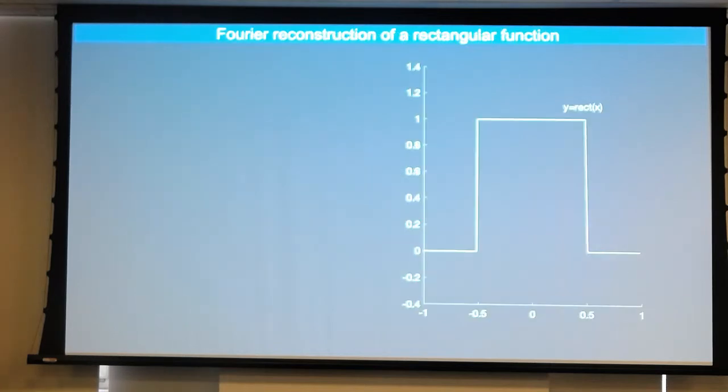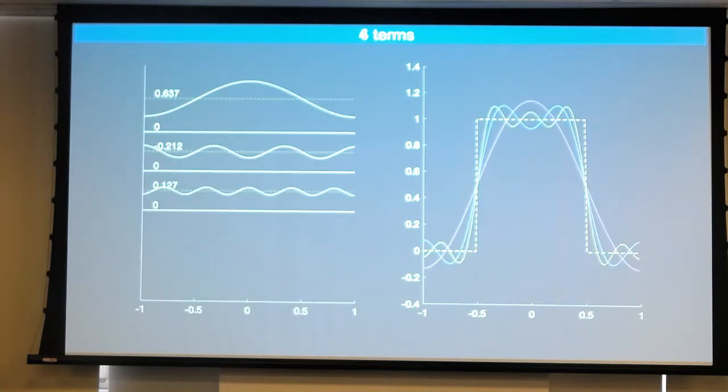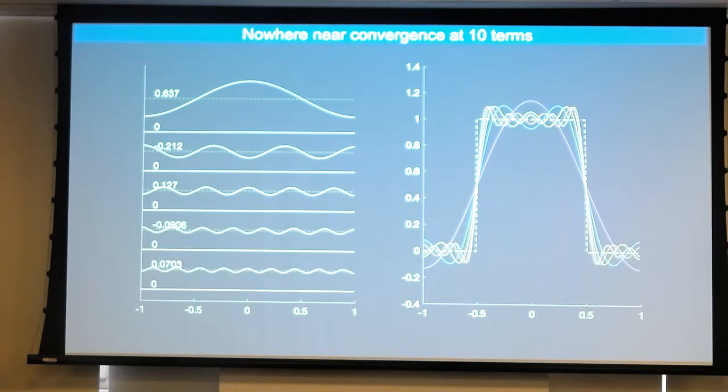Now, here's another example. We're going to reconstruct a rectangular pulse function. This is called the rect function. And so we start adding up cosine waves. Again, this is symmetric around 0, so we only have to use cosines in doing the integral. You can see that as I add together more and more terms, it gets better, but I still have these oscillations. These oscillations remain there.